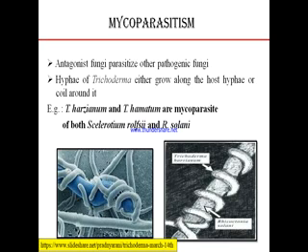Mycoparasitism. Mycoparasitism is where an antagonist fungus parasitizes the other pathogenic fungi. Here in the picture, this is the hypha of Trichoderma and this thick hypha is of the phytopathogenic fungi. Hyphae of Trichoderma either grow along the host hyphae or coil around it, as this picture shows. For example, Trichoderma harzianum and hamatum are mycoparasites of both Sclerotium rolfsii and Rhizoctonia solani.